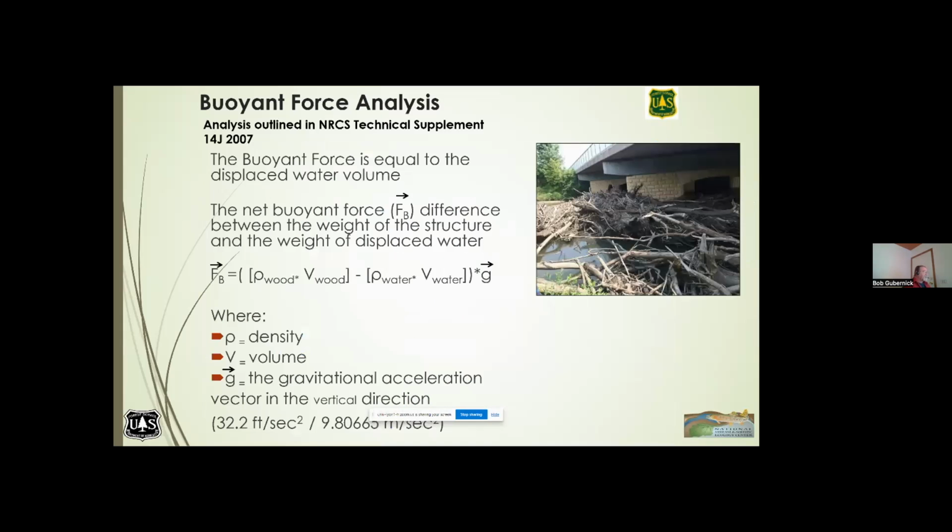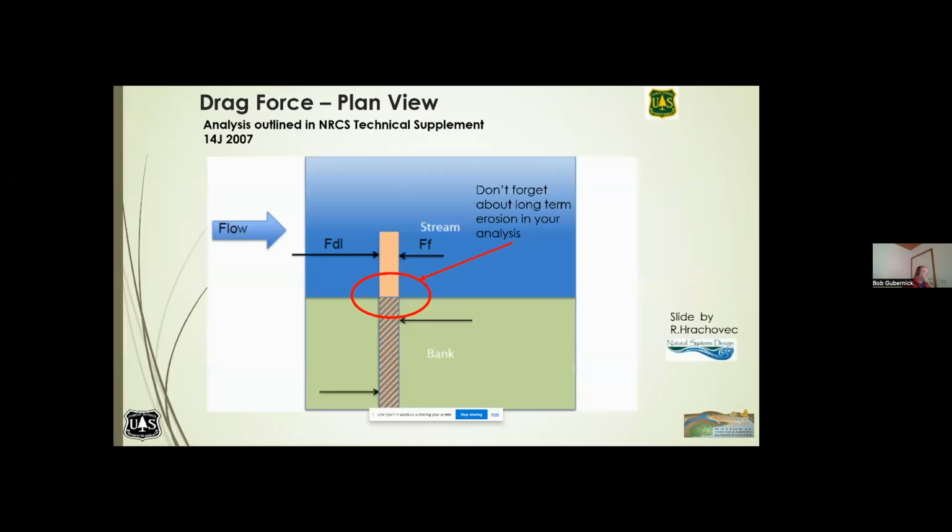So here's just the analysis. Again, simple. The density of wood times the volume of wood minus the density of water times the volume of water, times the acceleration of gravity. And that is your buoyant force. Typically, we like to have a factor of safety of 1.5 when we're dealing with a buoyant force.